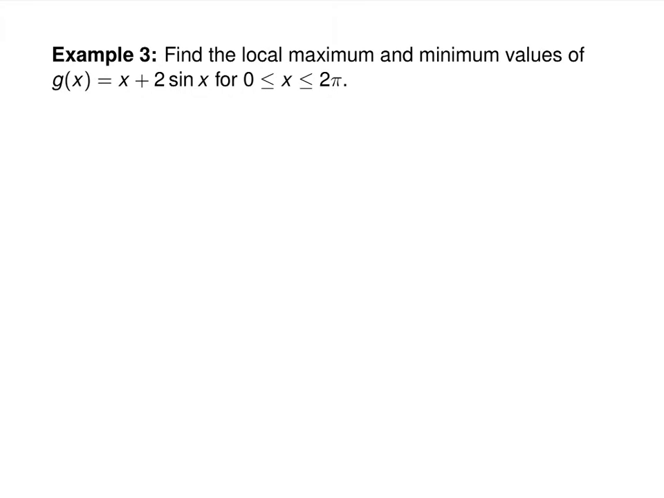Okay, one more with trig, just for kicks. Find the local max and min of this function on this interval. So to find local maxes and mins, you're just going to make that sign chart. So first thing is figure out where the derivative is 0. So it's going to be 1 plus 2 cosine x, right? So 0 equals 1 plus 2 cosine x. Cosine x equals negative 1/2.